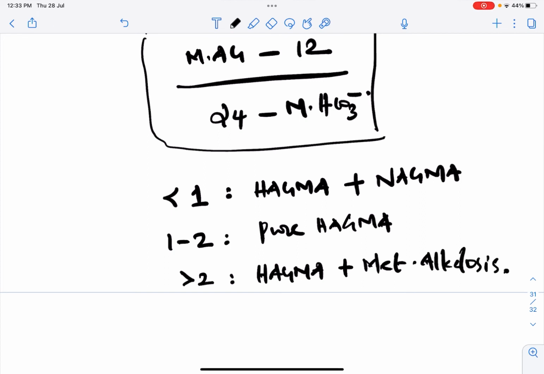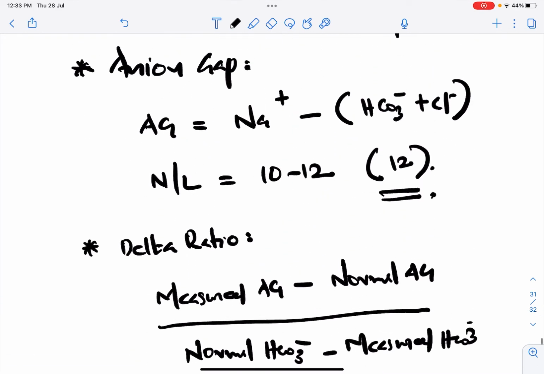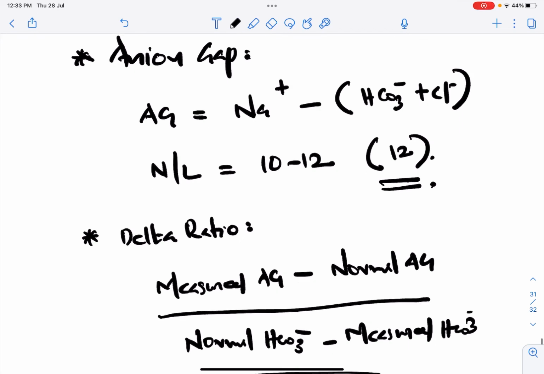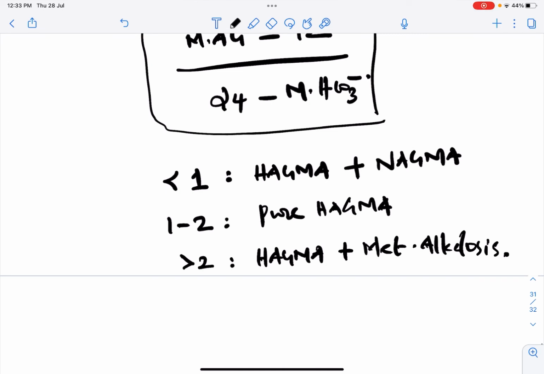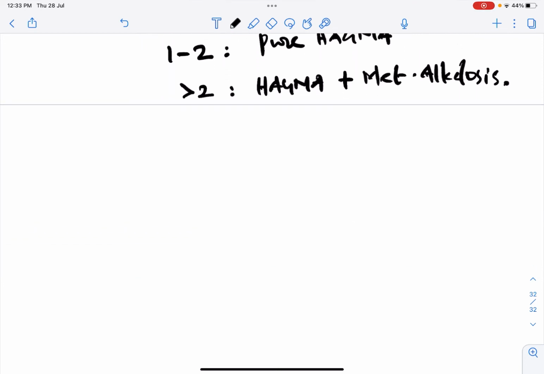Okay, this is how we interpret the delta ratio. I'm not going into the details of the causes of elevated anion gap, and you know that mnemonic is MUDPILES. So this is how we have to interpret a case of metabolic acidosis. These conditions, the delta ratio, anion gap, everything is applicable to, and the Winter's formula is also applicable to, metabolic acidosis only. Okay, so moving on to metabolic alkalosis.